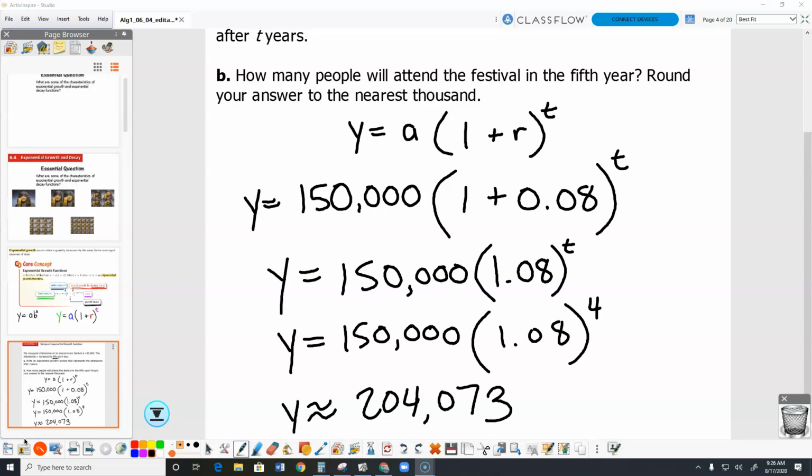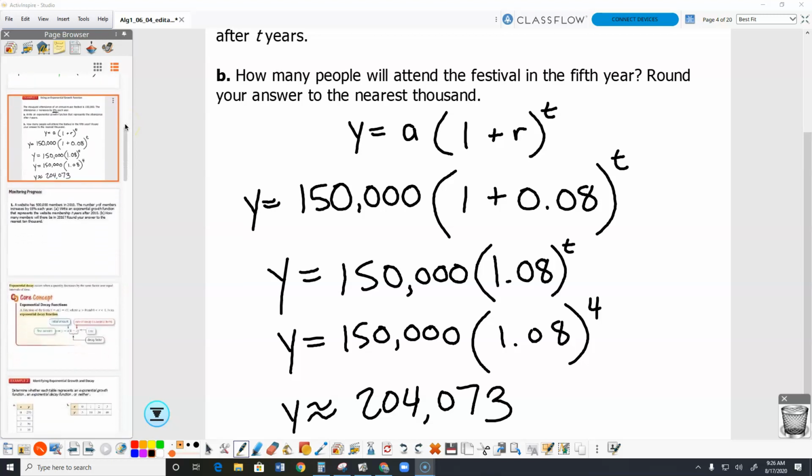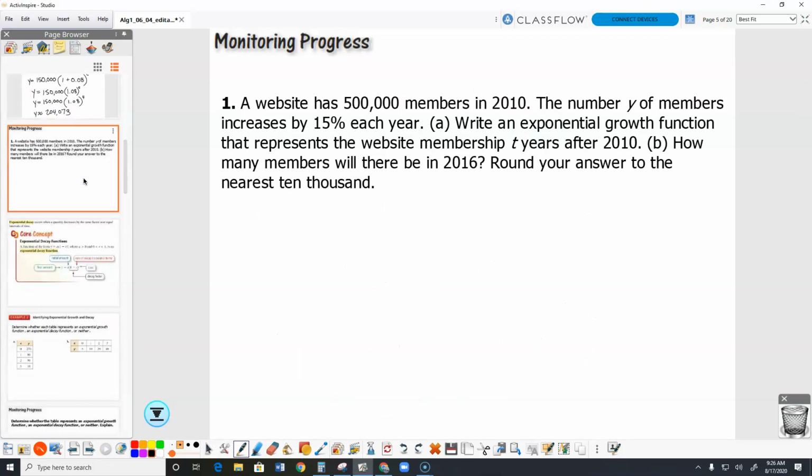Okay, let's go ahead and do another example. Monitoring progress. This is at the bottom of page 314. So a website has 500,000 members in 2010. The number of members increases by 15% each year. Write an exponential growth function that represents the website membership T years after 2010. How many members will there be in 2016? Round your answer to the nearest 10,000.